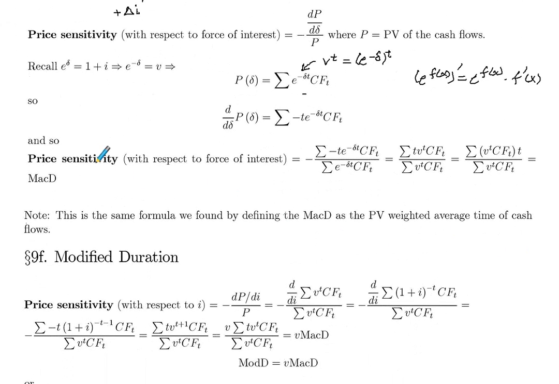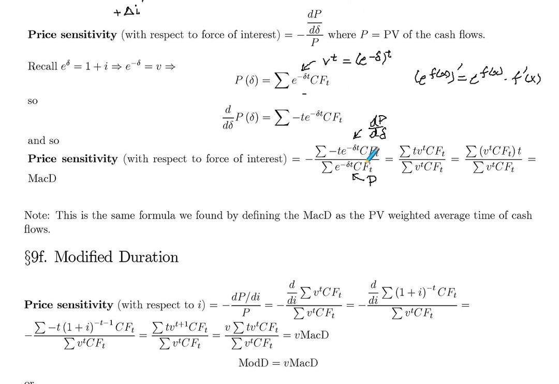And so then price sensitivity here with respect to force of interest is going to be the negative of the derivative that we just calculated. So this is dP d delta divided by the price or the present value of the cash flow. So this on the bottom is our P. Okay, that was our P from here. So we're just doing this right here.